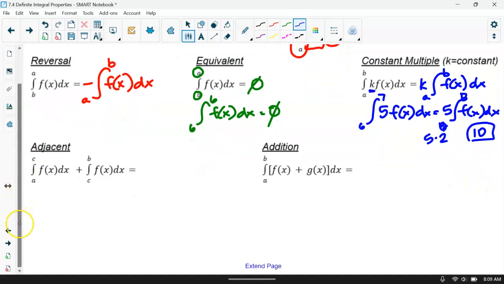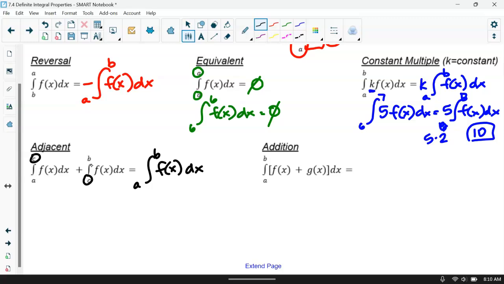Then the adjacent property. This is stating here, notice A to C plus C to B. Notice how we have this common value here. So if A to C plus C to B, then that is equal to A to B. And the same applies going the other direction, that we could split this into our two integrals being added together.